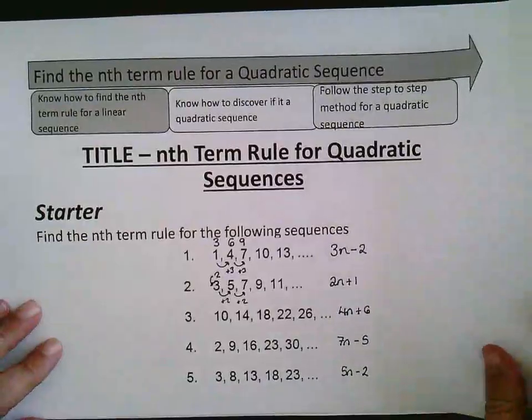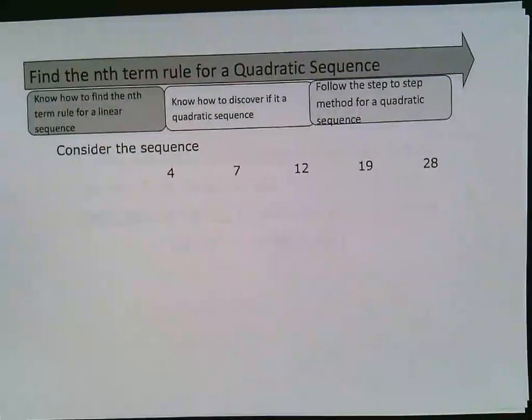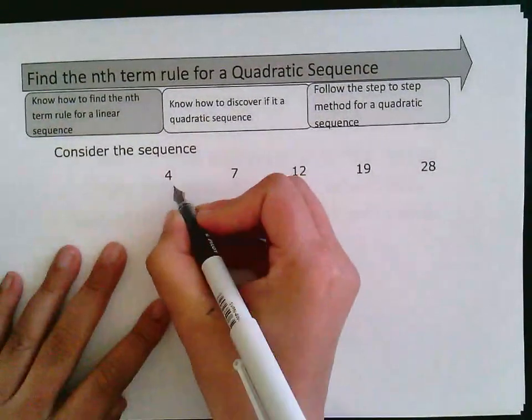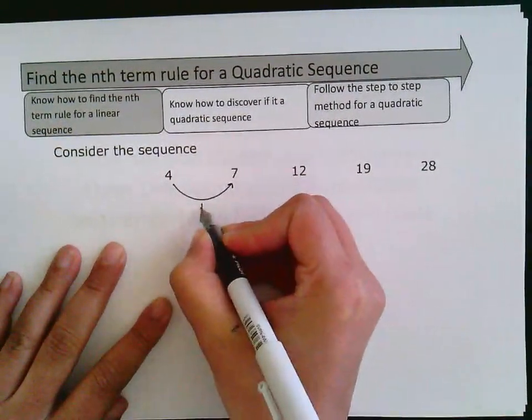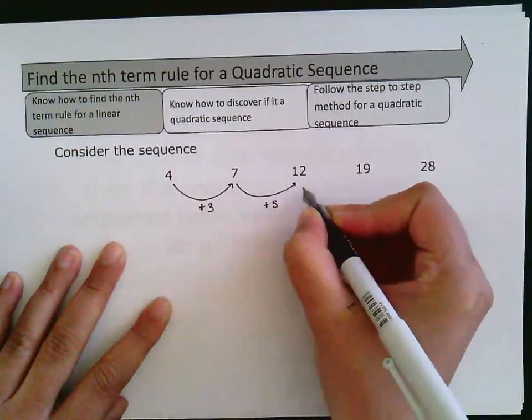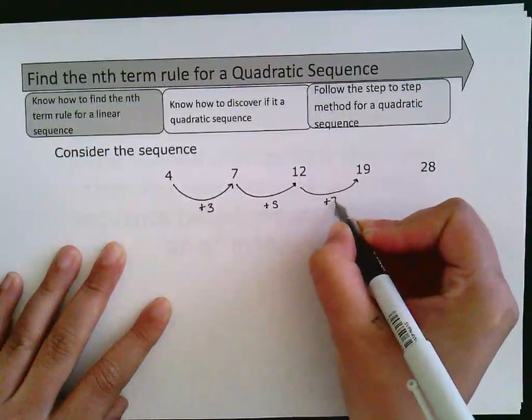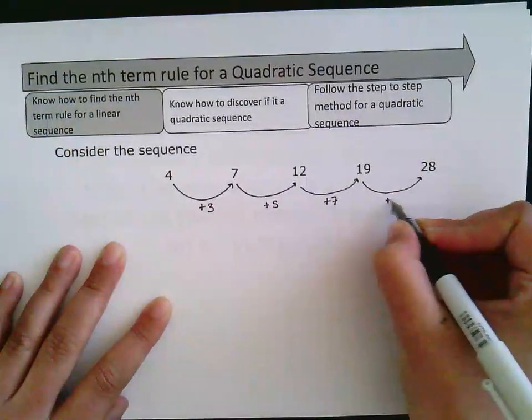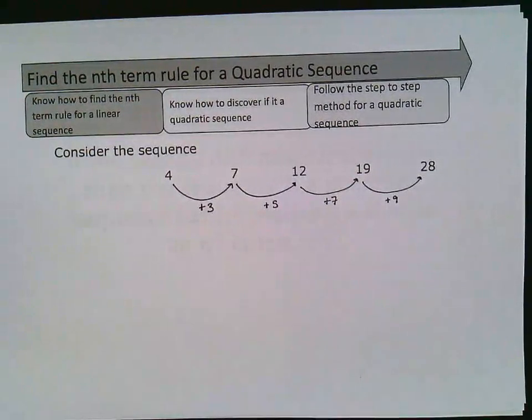Now let's start looking at a quadratic sequence. Usually when you see the sequence, it doesn't look any different. But let's start looking at the differences. This one goes up by 3. Then we go up by 5. And then 7. And then 9. So we can see it's increasing by odd numbers. In fact, I could easily find the next term and the term after that. Next term would be plus 11, the term after would be plus 13. But what happens if I wanted to find the 50th term? This is where we need the nth term rule.